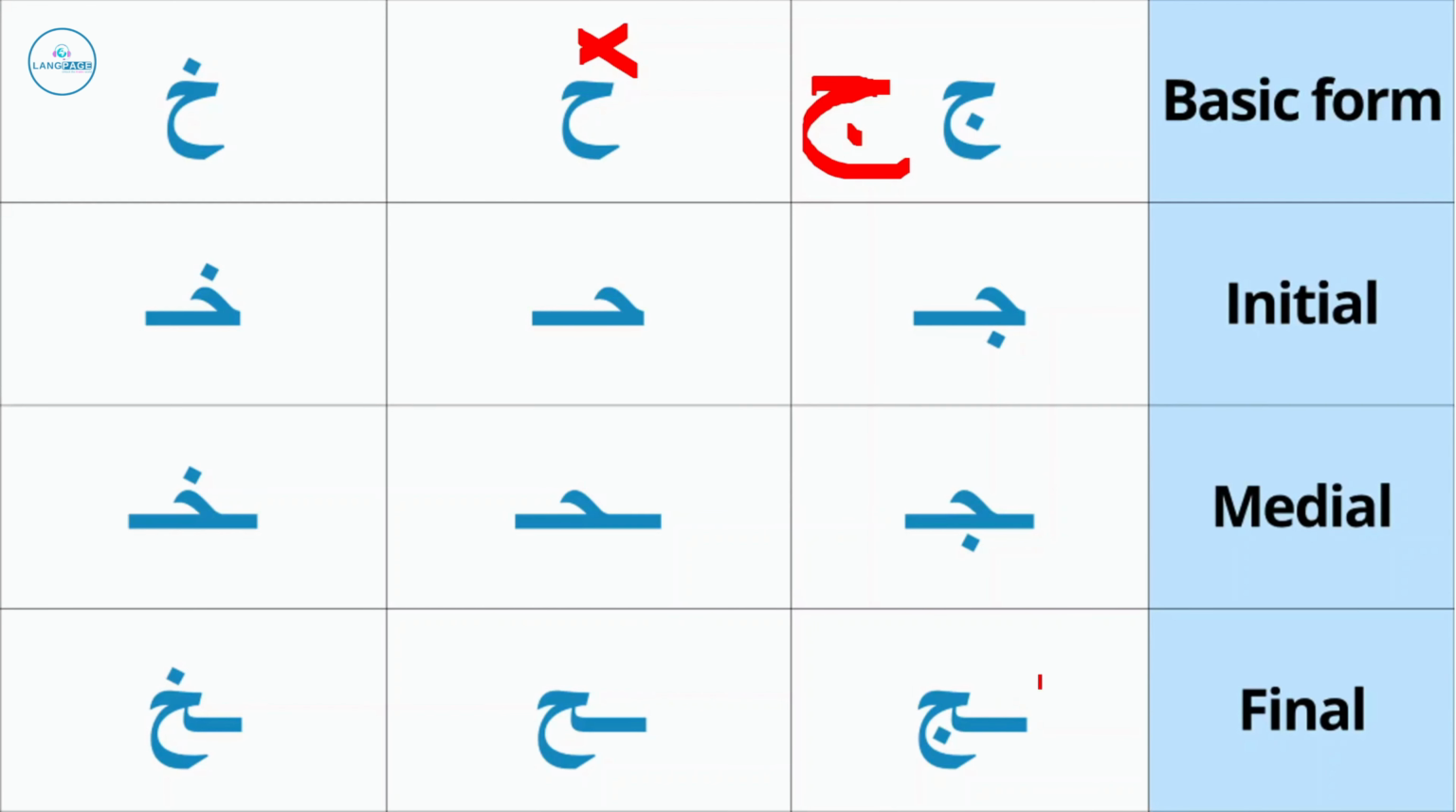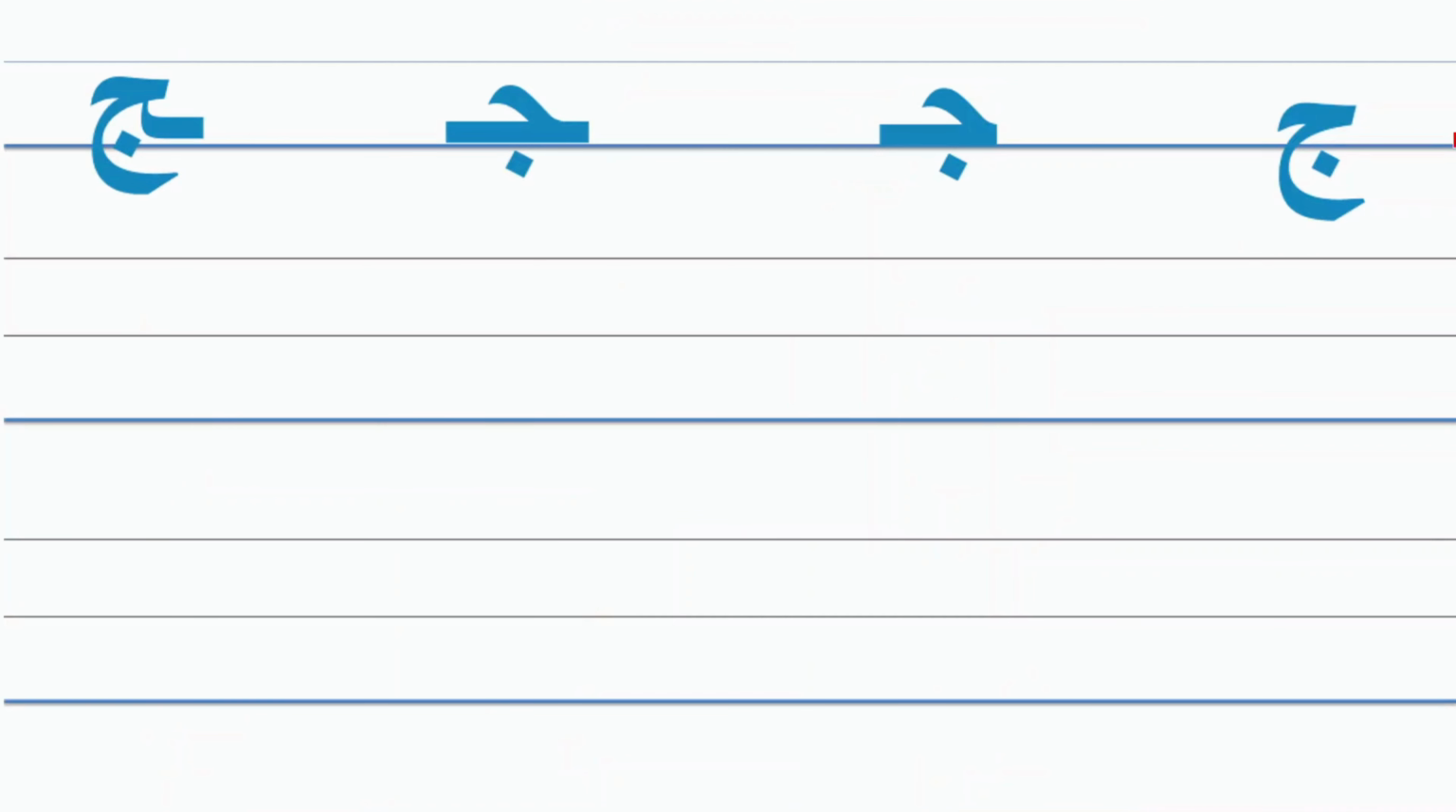Because it's having a hand from before, just from the right side. So, Jeem, Ha, Kha. They can be without any hands. They can be with one line or hand from left, or two hands, right and left, or one hand from the right. Let's learn how to write Jeem and get some examples about it.